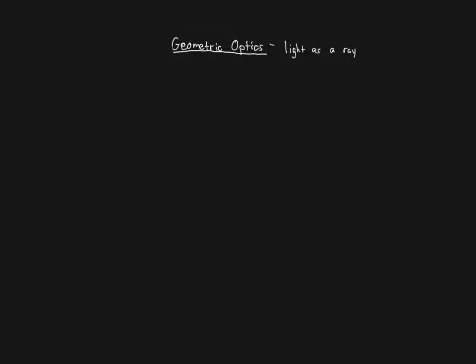Let's talk a little bit about the field of something called geometric optics. We can also think of this as treating light as a ray. So in other words, we're going to treat light as basically a little arrow, and this little arrow is going to represent the ray aspect of light instead of treating it like a particle.